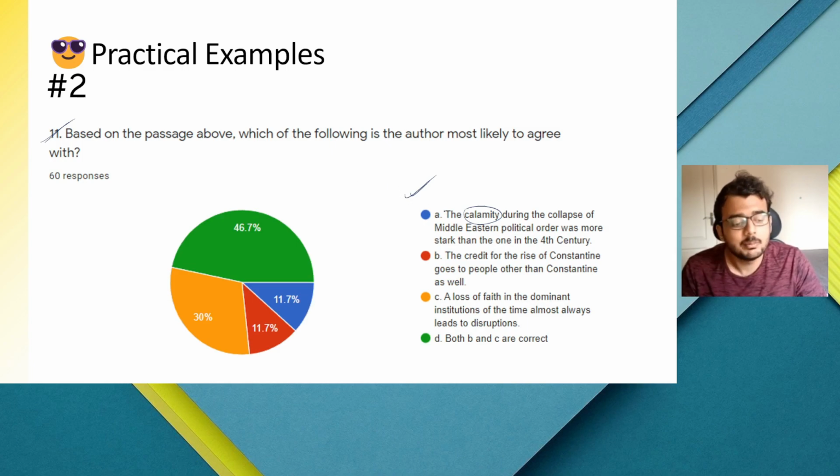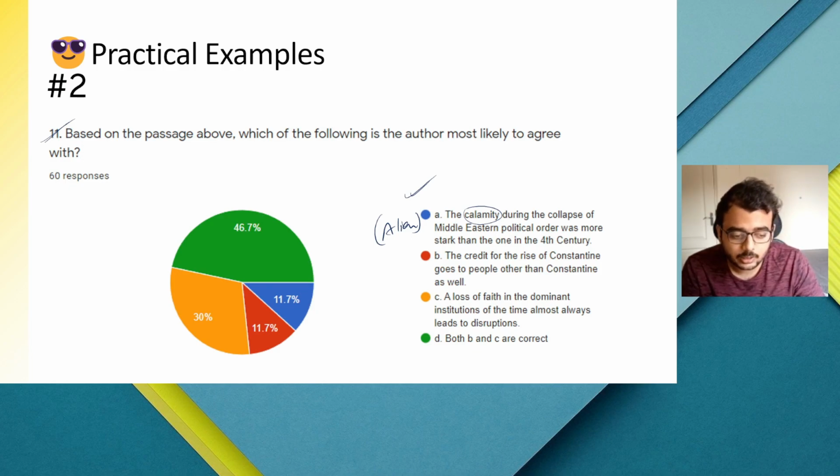A says the calamity during the collapse of Middle Eastern order was more stark than the one in the 4th century. But यहाँ पे देखना तुम पैसेज को पढ़ने के बाद, I hope you have already understood कि there was no comparison made between the calamity during the collapse of Middle Eastern political order and that of the 4th century. Okay, कोई यहाँ पे comparison नहीं था, and that is why option A is incorrect. This option is alien information, right? Because we are using some information that has not been given in the passage.